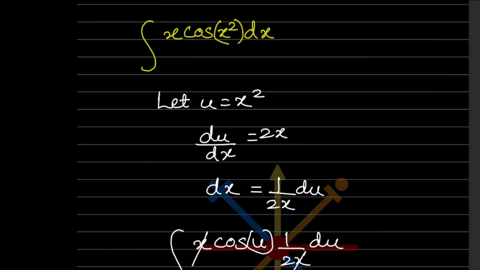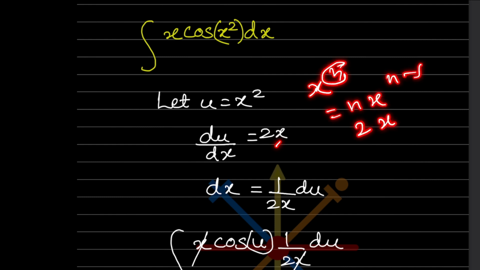So now let us see for this one, that this part we can consider as u. So for this one, we'll take the derivative du by dx. So the derivative of x square will be 2x, because you know x raised to n is n into x raised to n minus 1. So this part is n, so 2 into x raised to 2 minus 1. So that will be 2x.